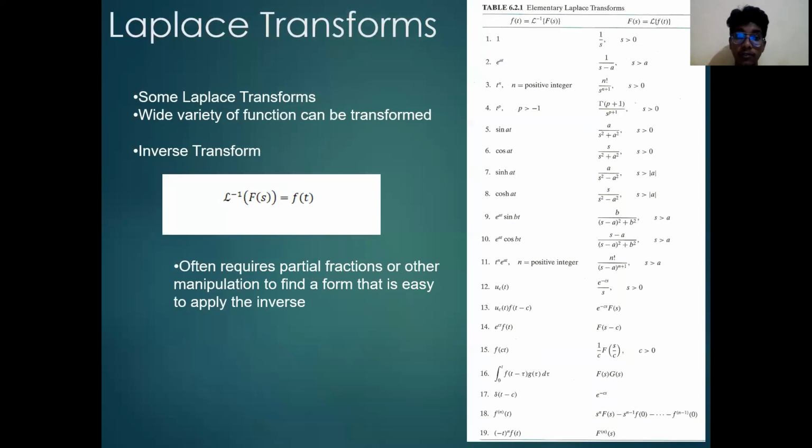A wide variety of functions can be transformed. The inverse transform often requires partial fractions or other manipulations to find a form that is easy to invert, where L inverse of F of s equals f of t. For 1, the inverse of 1 by s; e power at, 1 by s minus a; t power n, n factorial by s power n plus 1; t power p, gamma of p plus 1 by s power p plus 1; sin at, a by s square plus a square; cos at, s by s square plus a square; sinh at, a by s square minus a square; cosh at, s by s square minus a square, and so on. As we can see, these are the normal general formulas for the Laplace transform and the inverse Laplace transform.